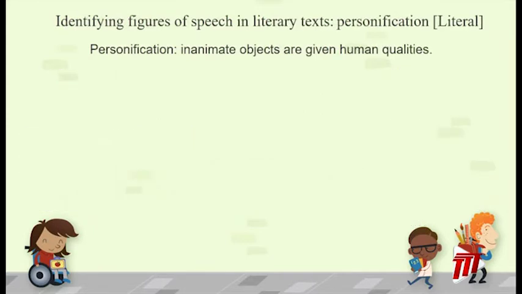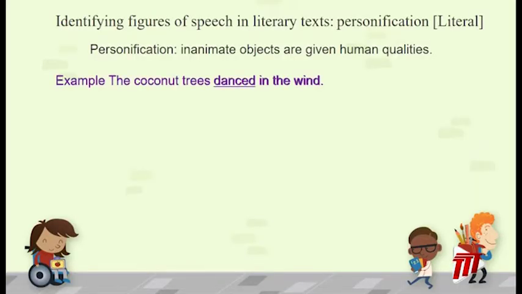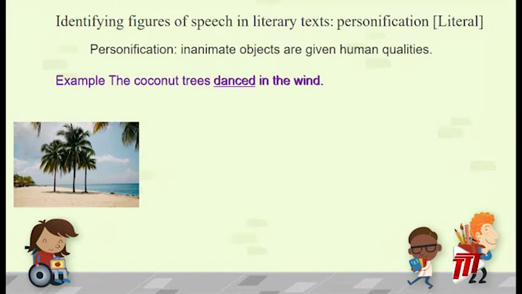And finally, we have the personification. Personification is when an inanimate object is given human-like qualities. An example would be, the coconut trees danced in the wind. Here, the movement of the coconut trees is being compared to dancing.